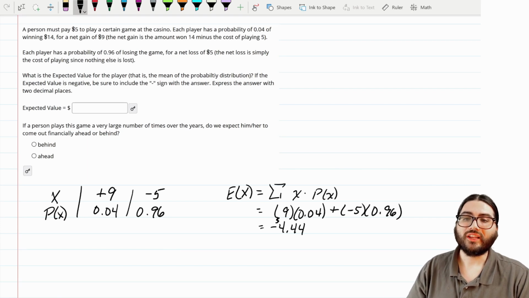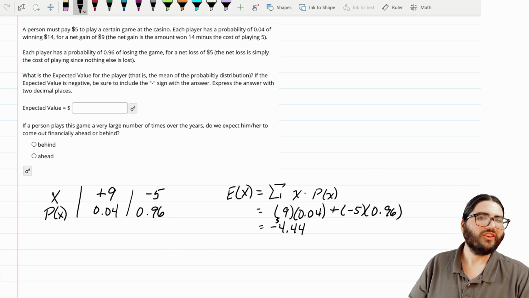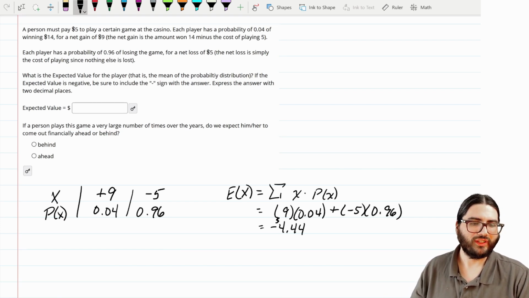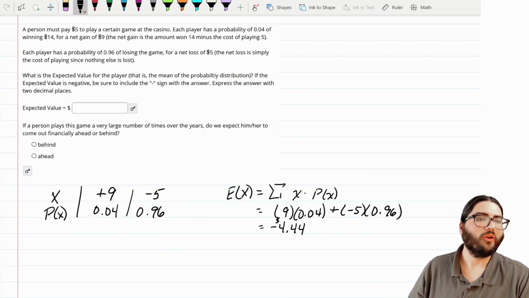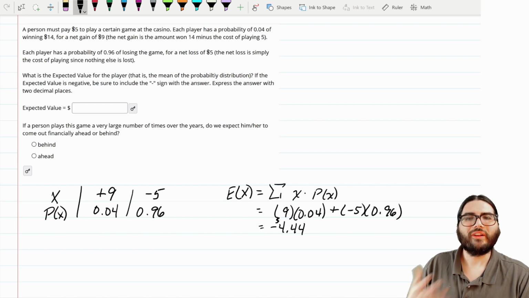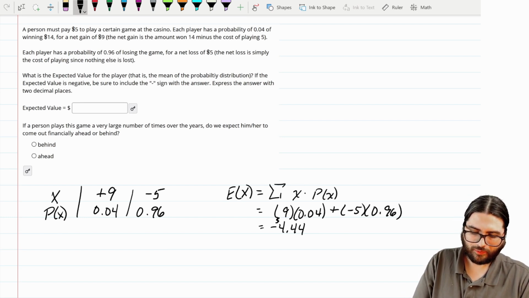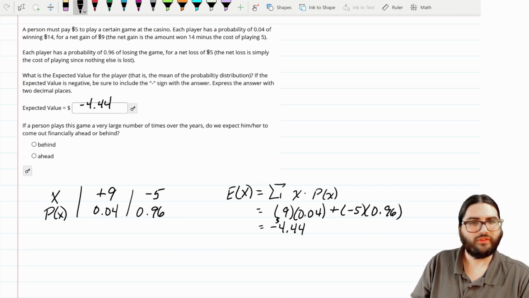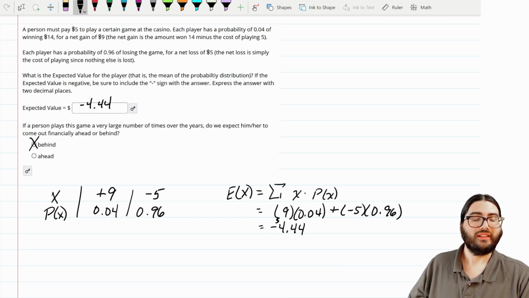Most games of chance, most casino games, are not such clearly losing games. But in this case, the random values on our homework have picked these. So I would expect to lose $4.44 every time I play this game, minus 4.44. If I played this game many, many times, I would very much expect to come out behind, not ahead.